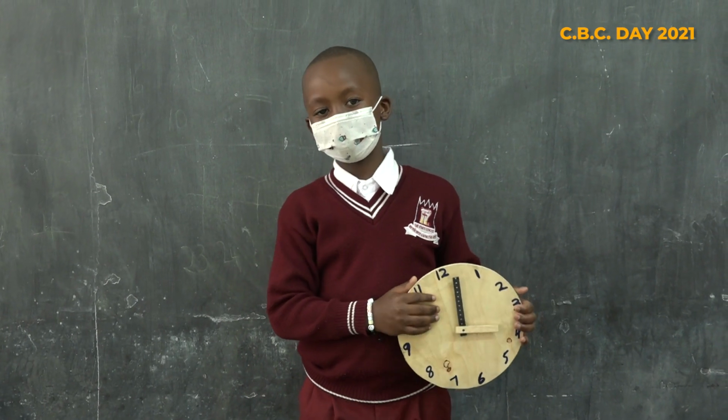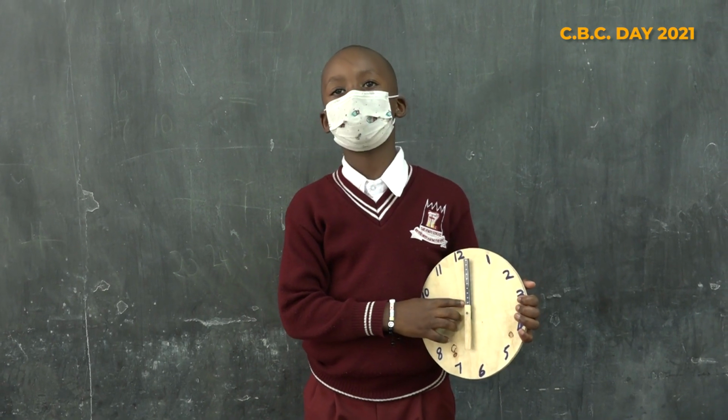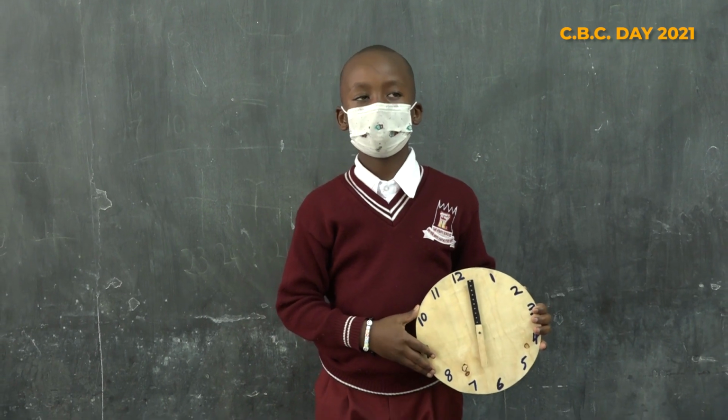When the minute hand is at 12 and the hour hand is at 6, that means it is 6 o'clock. A clock is good because it helps us to keep time.